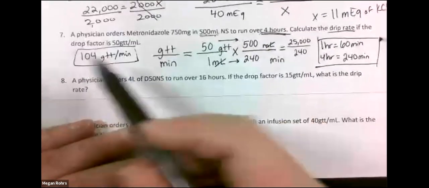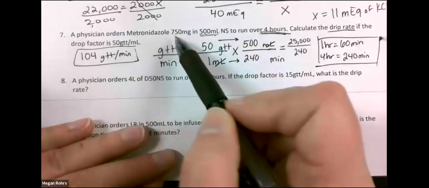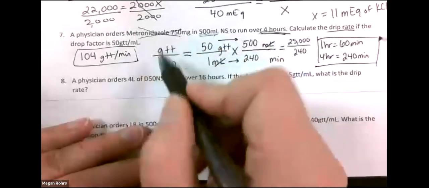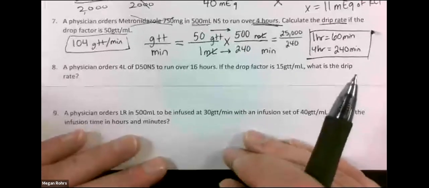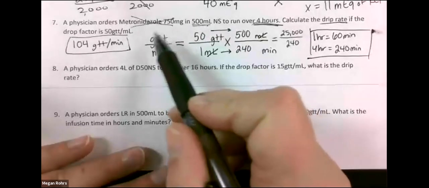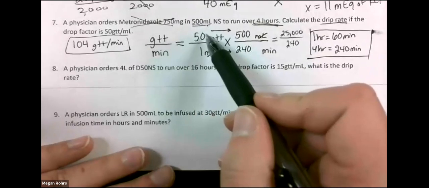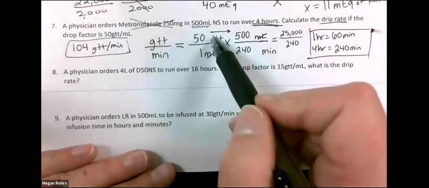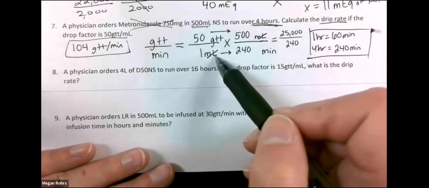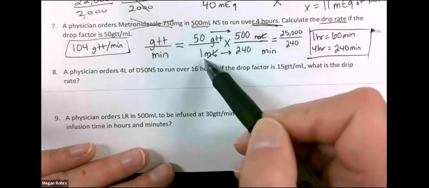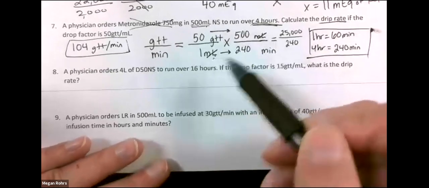We can see here in this problem, we didn't even need to worry about this metronidazole 750. That just wasn't important. They're just throwing in information that we don't need. Okay, so always start with what you're looking for. Make sure your first fraction has the same numerator, and then make sure your second fraction has the numerator that will match the denominator of the first fraction. That way they will cancel out.